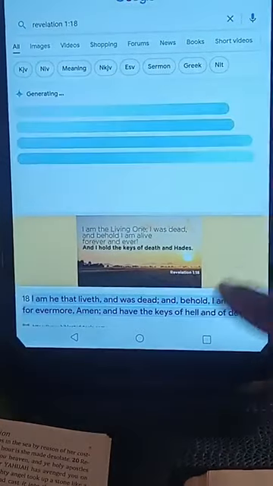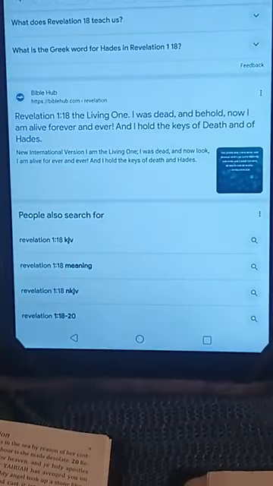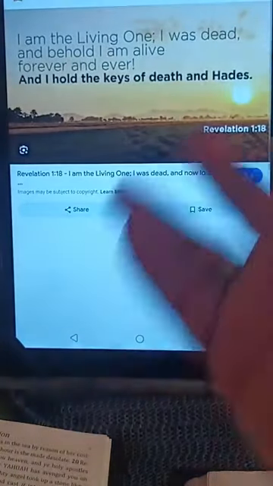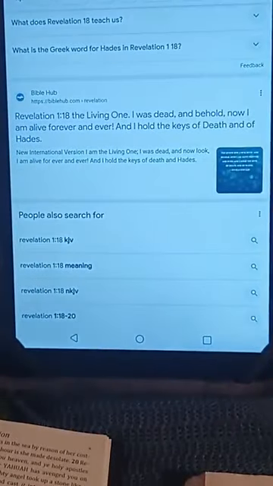We're going to go to Bible Hub because it gives you the different versions from different Bibles. I did not click on this picture. I clicked on Bible Hub. I clicked on this.